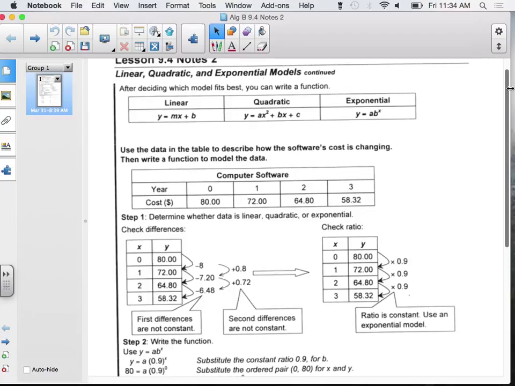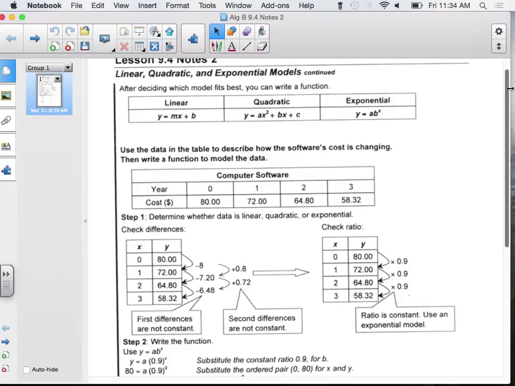Y equals ax squared plus bx plus c. That's a quadratic model. So if a is greater than 0, what would your function look like? Would it open up or would it open down? Open up, and if it's negative, it'd open down, right?